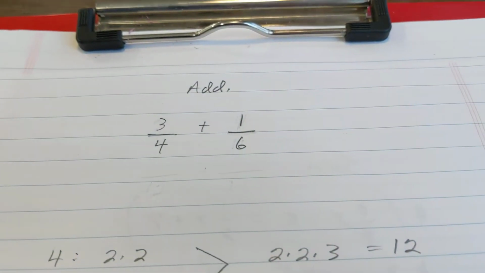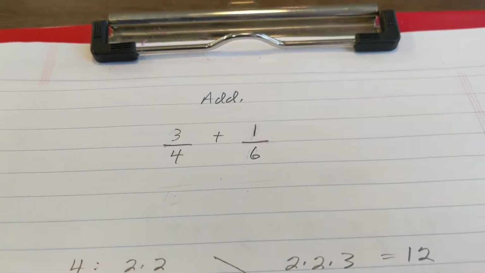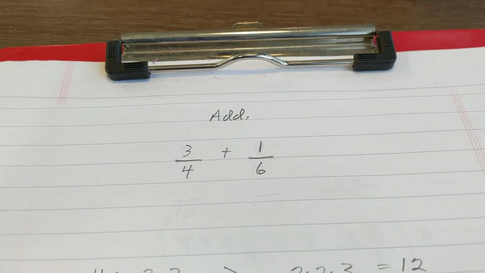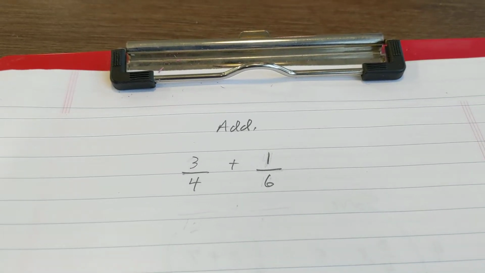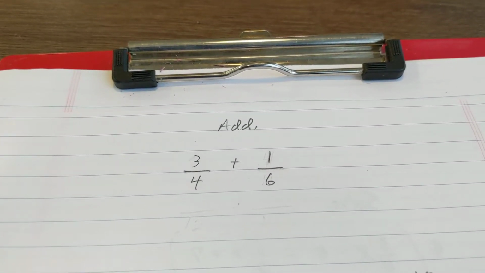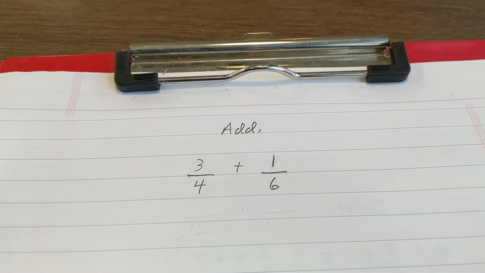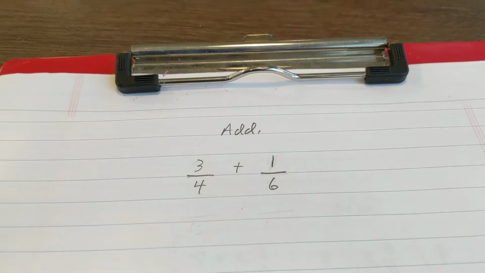Here's a math problem. Add 3/4 plus 1/6. Adding fractions is notoriously a little difficult because you have to find a least common denominator. So we have to change these fractions to have the same denominator.